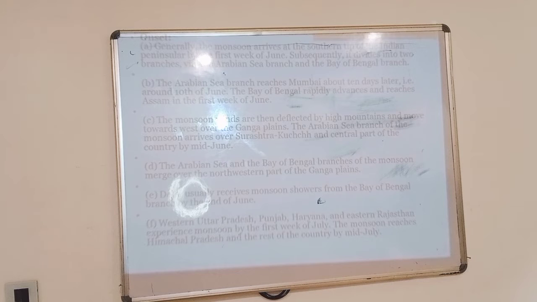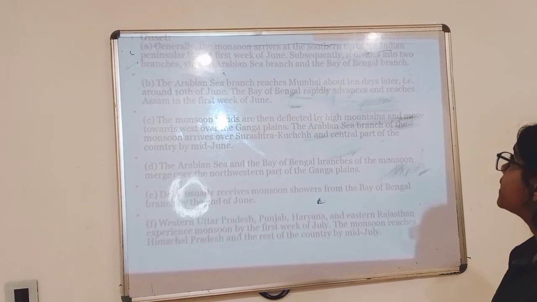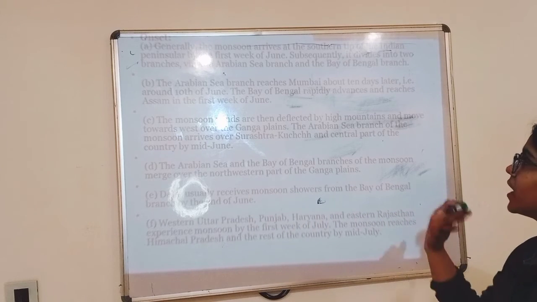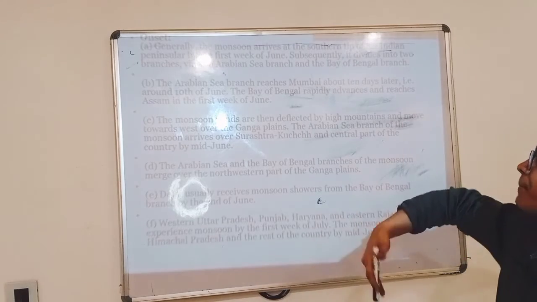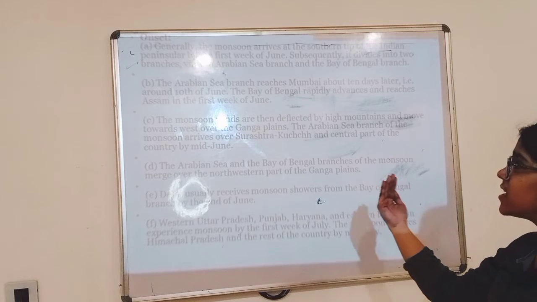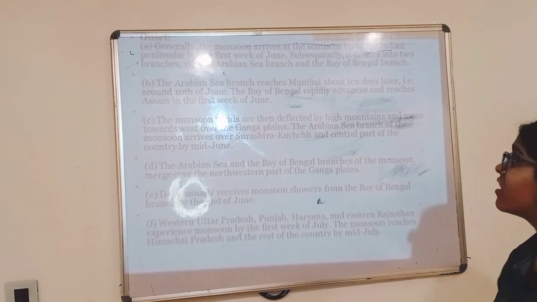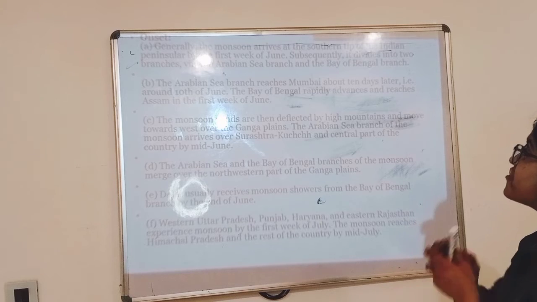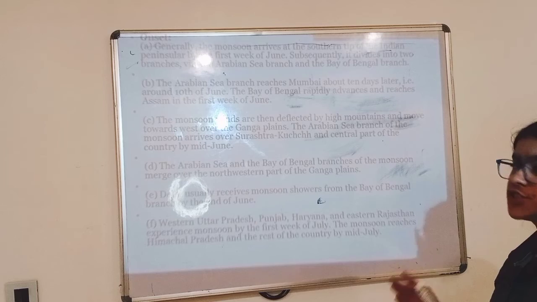Generally, the monsoon arrives at the southern tip of the Indian Peninsula by the first week of June. Subsequently, it divides into two branches, Arabian and Bay of Bengal. The Arabian Sea branch reaches Mumbai about 10 days later, around 10th of June. The Bay of Bengal branch rapidly advances and reaches Assam in the first week of June.